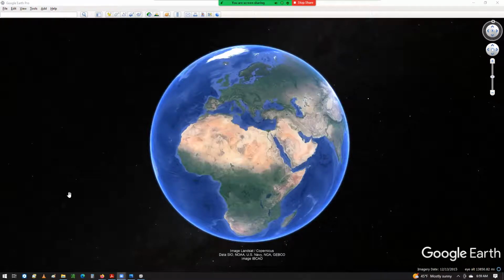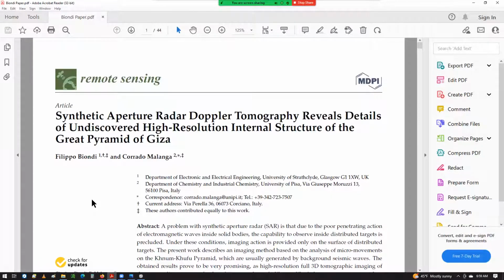Hello, everybody. Today, I want to go through a relatively recent paper that was published. It's a fascinating paper. It has to do with internal architecture of the Great Pyramid, and it's a complicated paper. The hardest part about this is to go through the technology that was used to make the measurement, and so I want to try to make some sense of it.